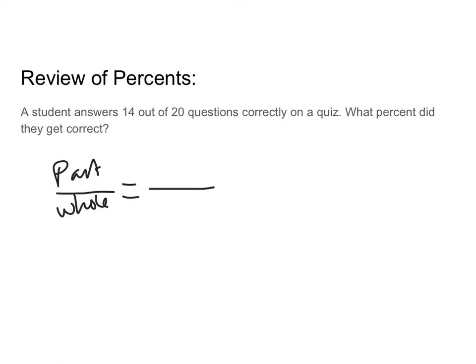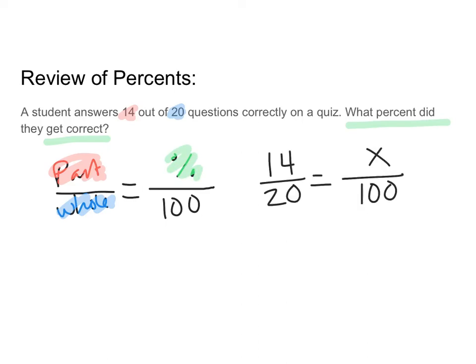And let's identify what our different parts are. So we were told 14 out of 20. So 14 is the part and 20 is the whole. And we're asked to find what percent did they get correct. We're asked to find the percentage. So let's fill it in. And so now we need to solve our proportion.